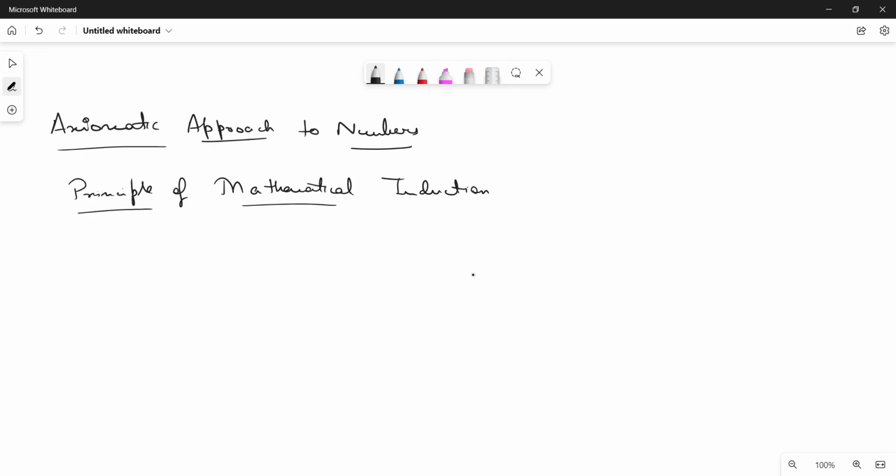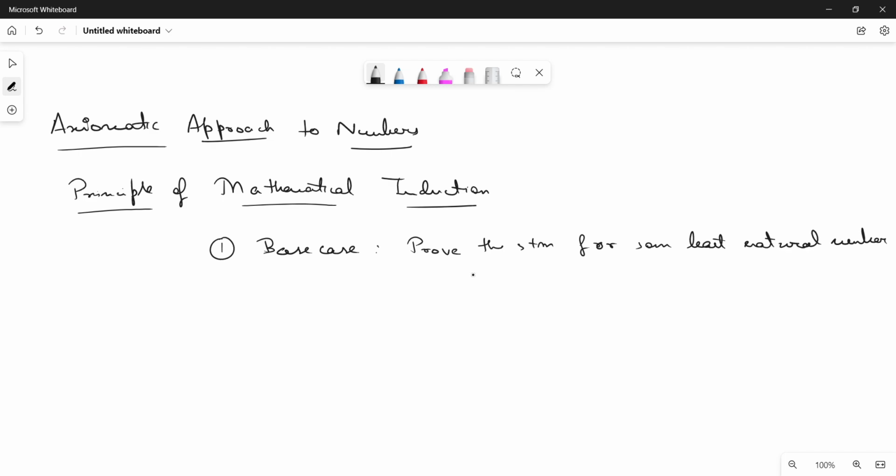What we do is basically prove the statement for some base case, that is, for some least possible number. The number must be a natural number, obviously. So I'm just giving it here: we have a base case where we prove the statement for some least natural number.